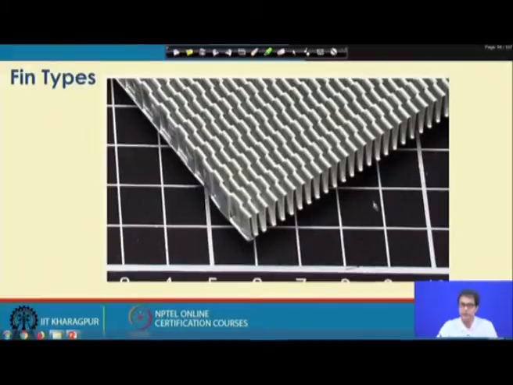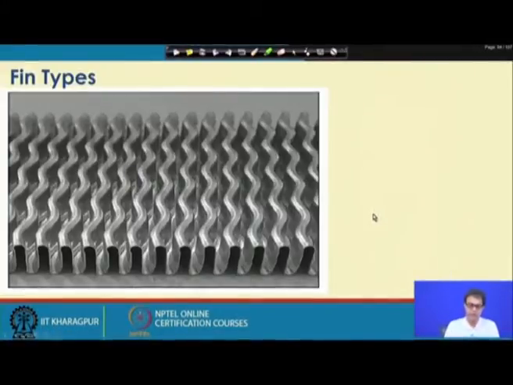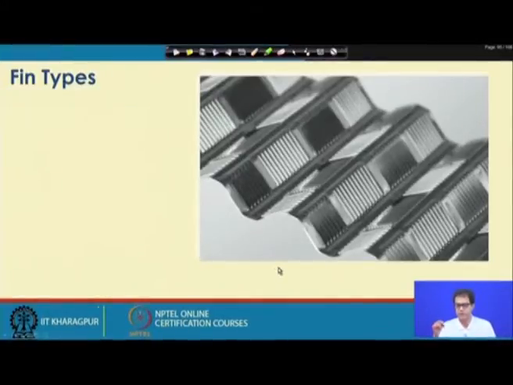Now, another type of geometry is the wavy fin. Here this is an uninterrupted fin, and the fin passage is like this, the waviness gives it. Often there is another type of fin very similar to this one called the herringbone fin; if the geometry is smooth, it is a wavy fin type. Now, this is another fin type, it is called the louvered fin.